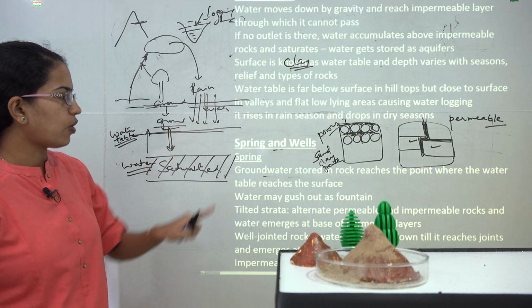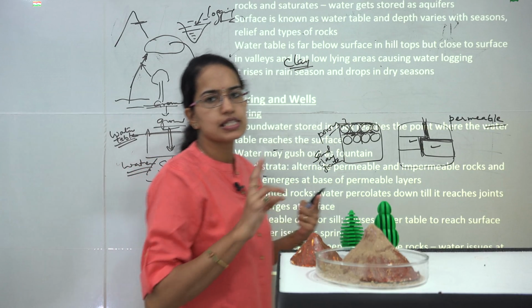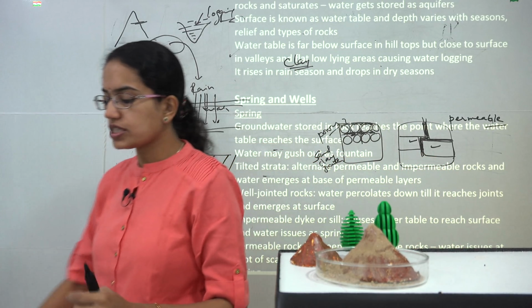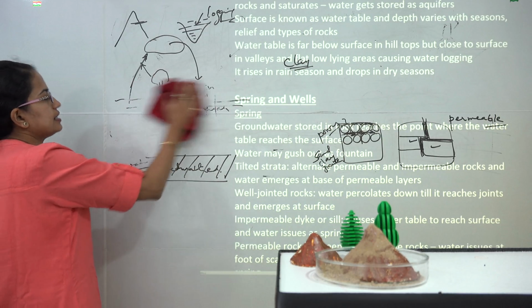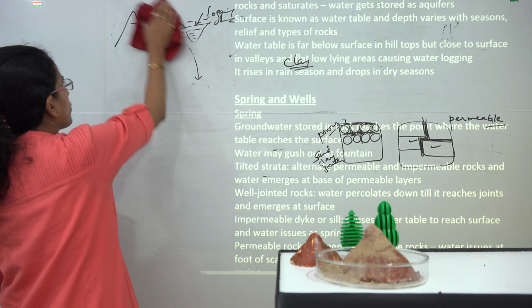Water table we have already discussed. Now coming to the idea of springs and wells. First of all, let's make it very clear what the key difference between a spring and a well is. A well is man-made, a spring is natural.